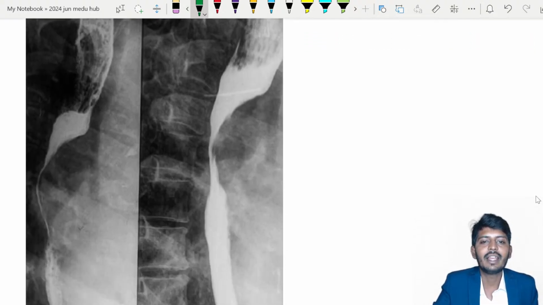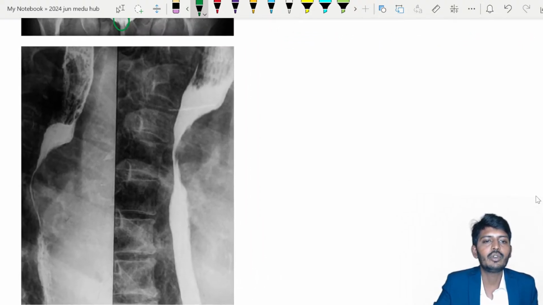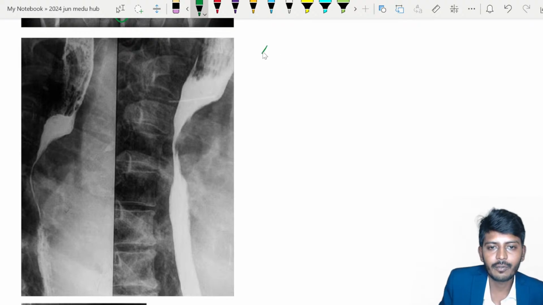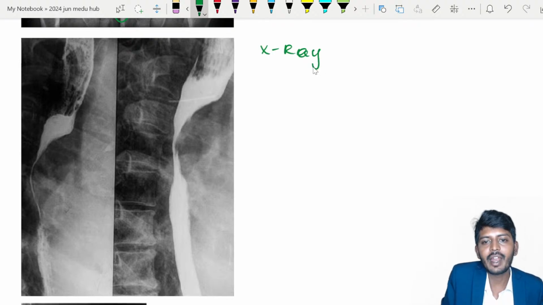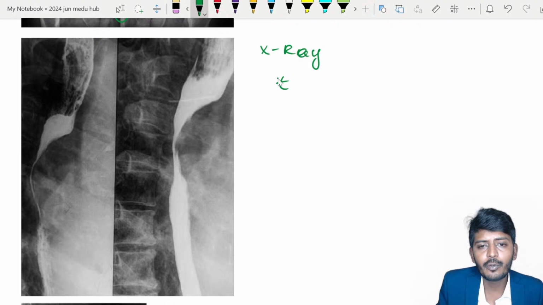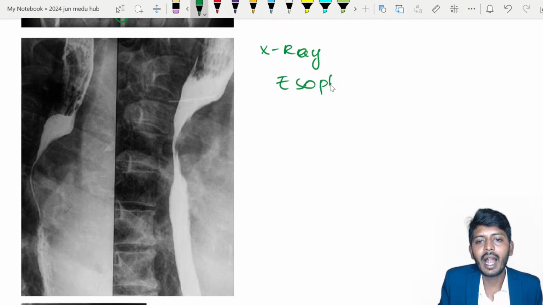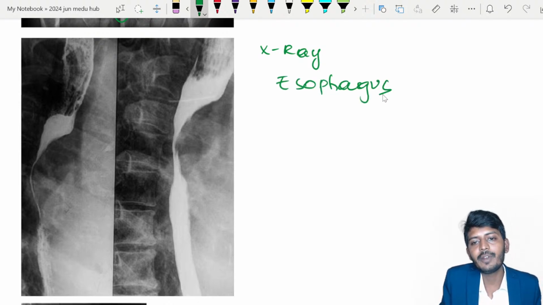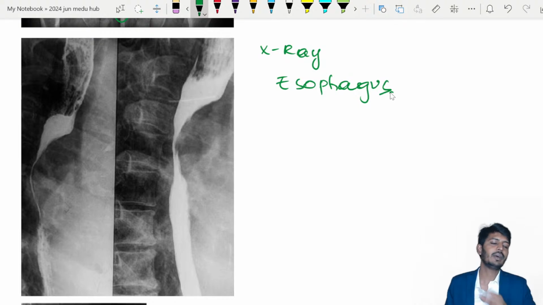Now here is a very interesting image. First and most importantly, it is an X-ray. Now, with contrast or without contrast will be our next question. Yes, it is with contrast. If it is with contrast, the question for us is which area. Of course we are looking at the esophagus. And what is the contrast we use for the esophagus? Very good, my dear students, that is barium.